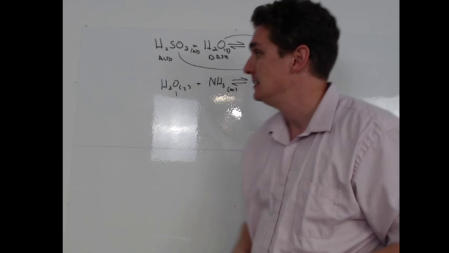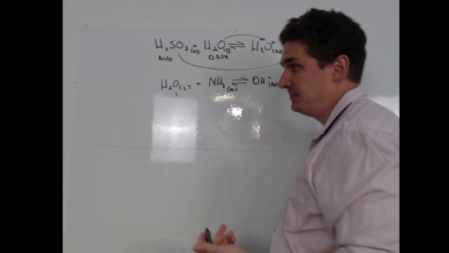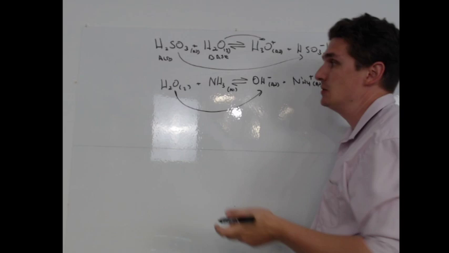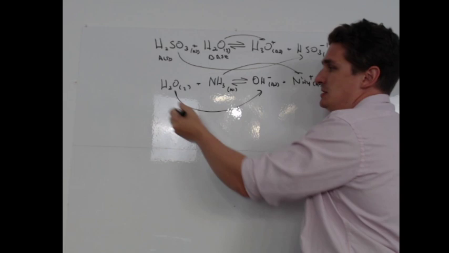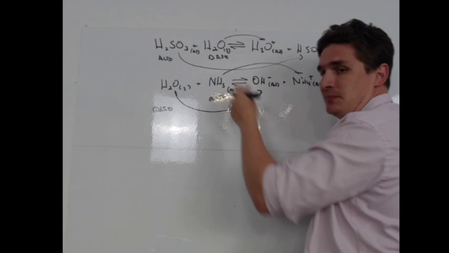So since we don't see the leading hydrogen, it's probably going to be a base, but we need to confirm it. We've got water, and the only other thing that looks like water on the other side is the OH-. For the NH3, it looks like NH4+. Well, the water had to lose a hydrogen, so that's what makes this the acid. And since this accepted a hydrogen, this ends up becoming the base.